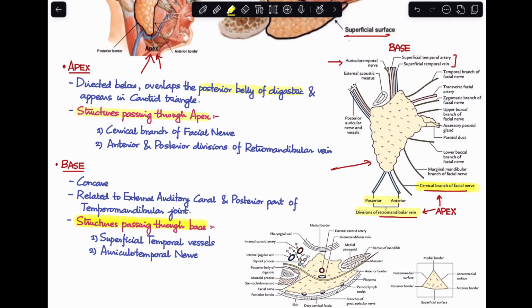Next is the base. If you see in the image, this is the base. You can see how it is concave in shape and this is related to the external auditory canal. This right here is external auditory canal and the posterior part of the temporomandibular joint. Again, there are two structures you need to remember that pass through the base and these are, first of all, the superficial temporal vessels and second, the auriculotemporal nerve. These are the two structures which are passing through the base of the parotid gland.